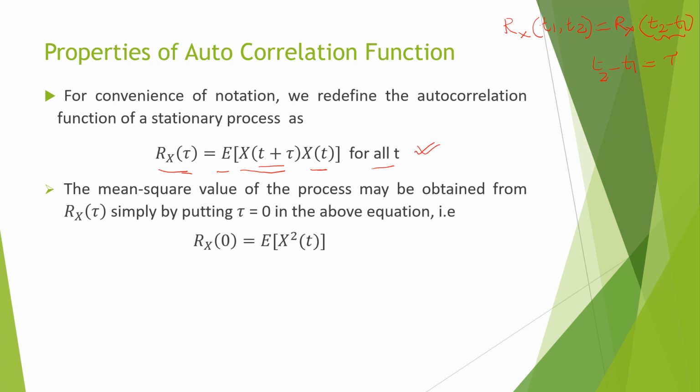Now in this equation, if I put tau equal to 0, then this becomes Rx(0) is equal to the expectation of x squared of t. The expectation of x squared of t is nothing but the mean square value of the random process. So at tau equal to 0, the autocorrelation function gives us the mean square value of the random process. This is a very important observation.